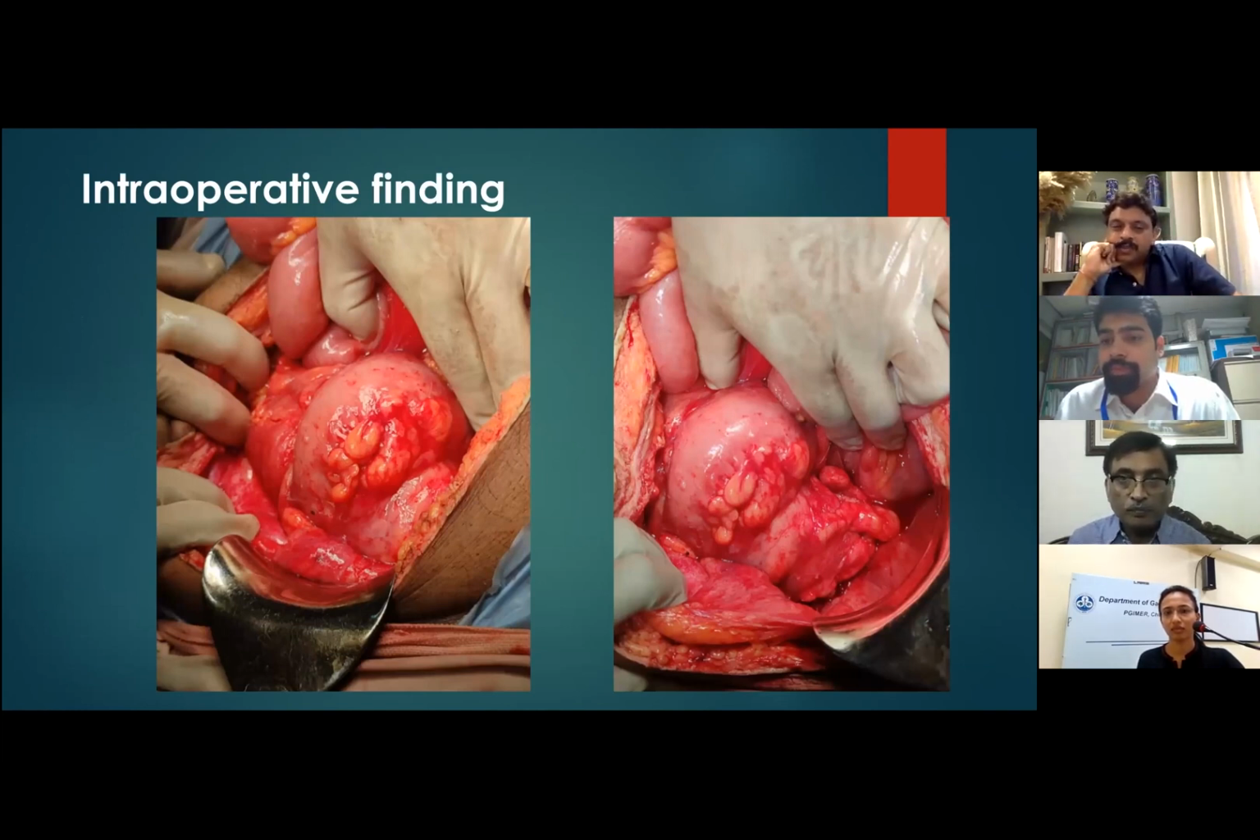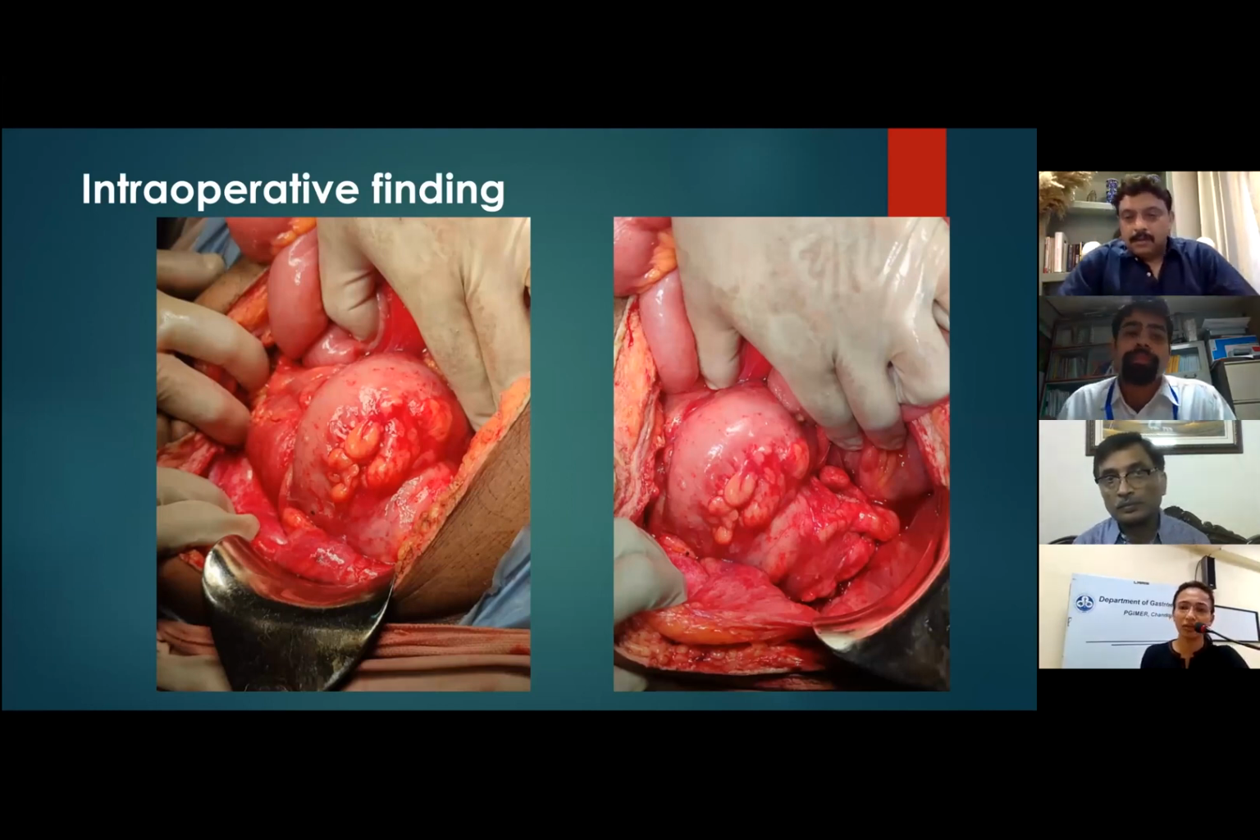So what is the stage according to you? Sir, based on CT, if we need to decide the preoperative TNM staging, it will be T4, because the tumor seems to be infiltrating the psoas muscle as well as the ureter. So it is almost T4b.